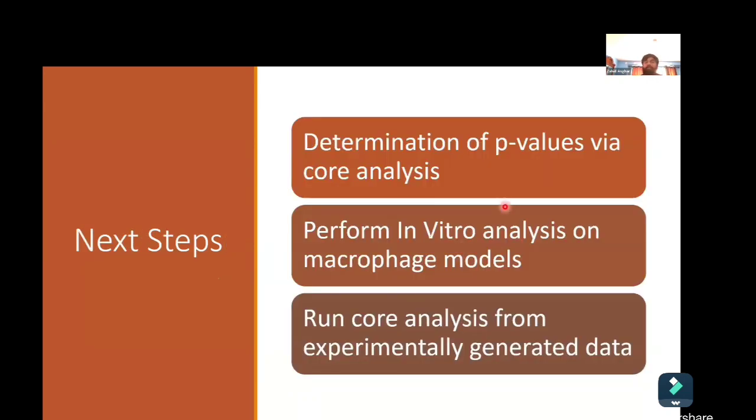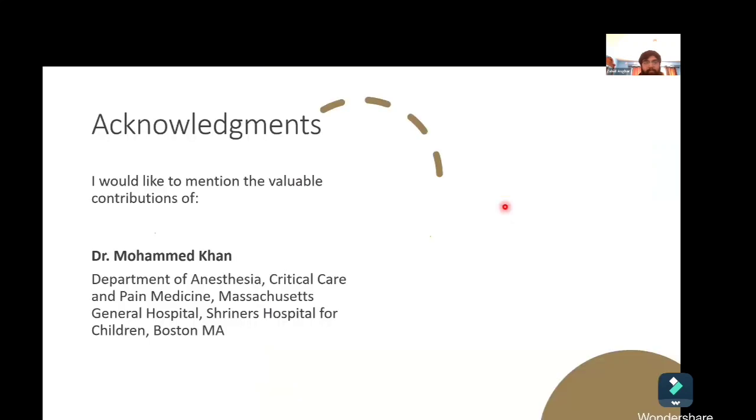In terms of next steps, I think it would be quite important to run a core analysis and to determine p-values, to determine statistical significance. In addition, performance of in vitro analysis on macrophage models, and then running a core analysis from that macrophage generated data from the in vitro study.